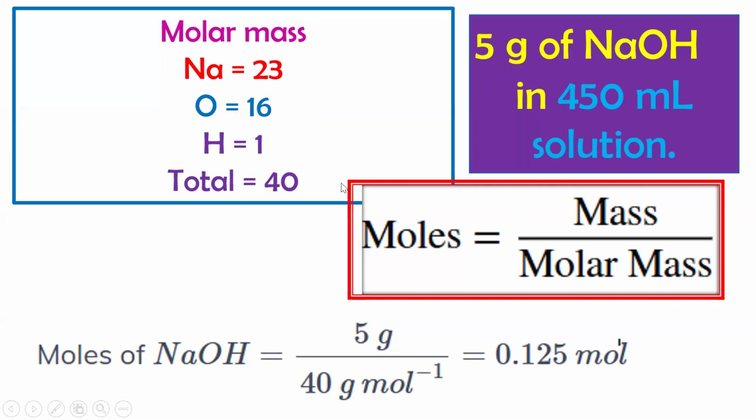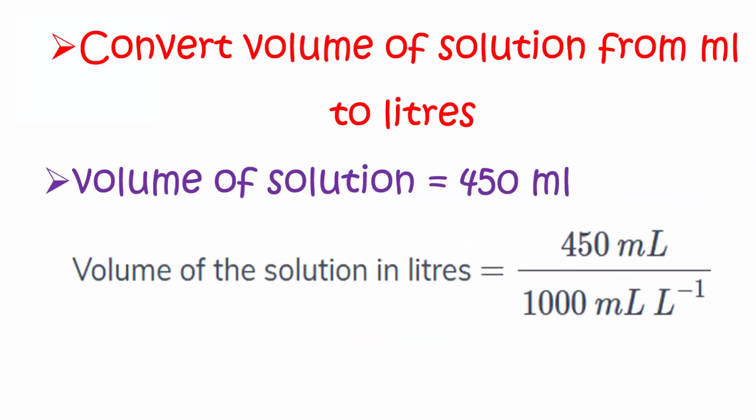First, again, we have to find the number of moles. To get the number of moles, we have to divide the mass by the molar mass. The mass of the sodium hydroxide here is 5 gram, so 5 gram by 40 gram. 5 by 40 is 0.125. So the number of moles is 0.125.